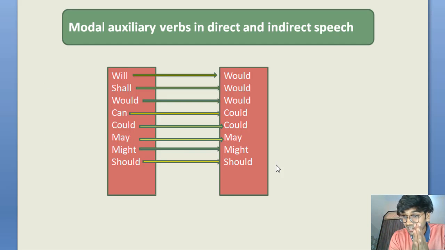Got it? Now, when your direct speech has modal auxiliary verbs, verbs like will, shall, would, can, could, may, might, should, some of these verbs get changed and some remain unchanged. So, will in the direct speech gets changed into would in the indirect. Shall, would, would, can, could. So, will and shall get changed into would, can gets changed into could, and all the other remaining modal auxiliary verbs do not get changed. All right, I'll show you some examples and make you understand.